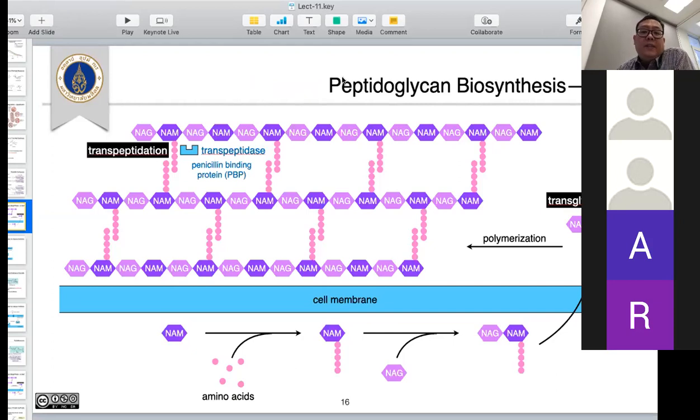So this is the peptidoglycan biosynthesis in brief version. Start from a sugar metabolite, N-acetylmuramic acid, and then add different types of amino acid to the muramic acid. This happens in the cytosol, in the cytoplasm. And then another type of sugar, N-acetylglucosamine, comes to link with the complex one to get the subunit.